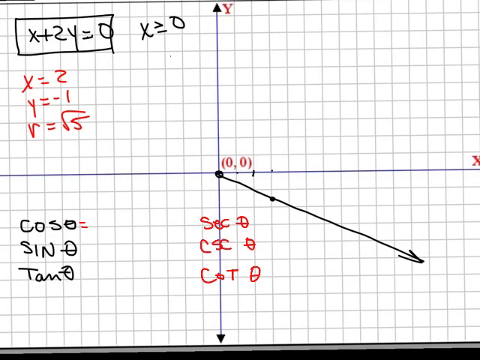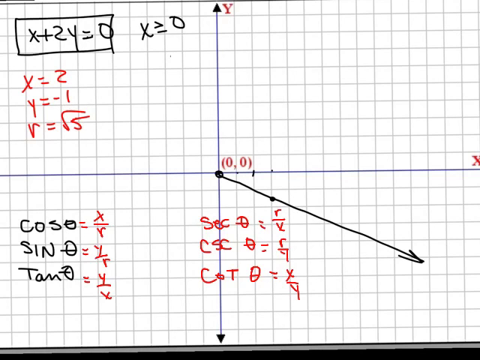Okay, so cosine, we know from past notes, is x over r. Sine is y over r. And tangent is y over x. Secant is just the inverse of each of these. So secant is r over x, cosecant is r over y, and cotangent is x over y.